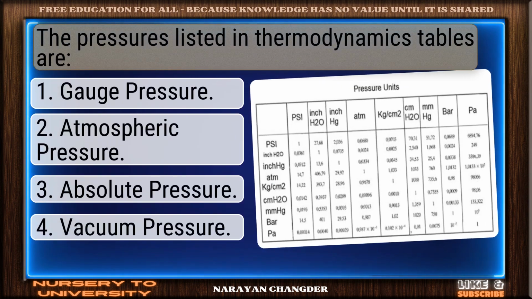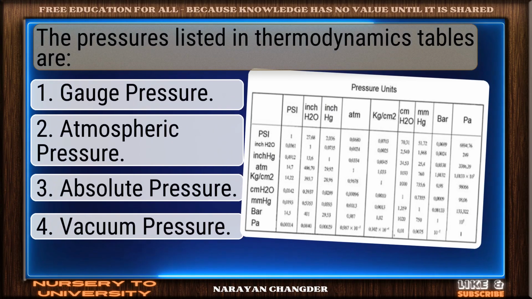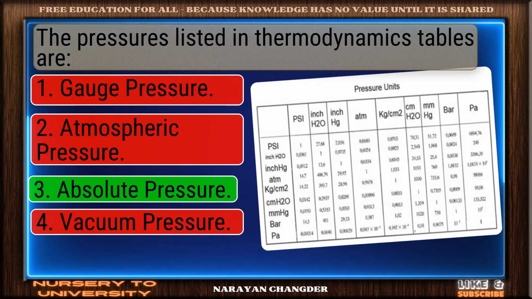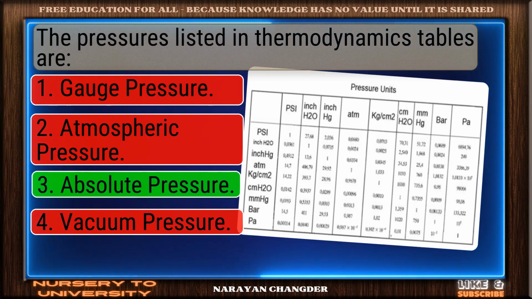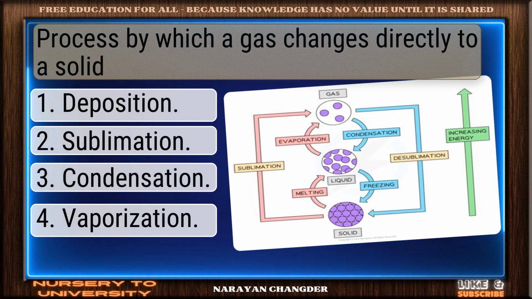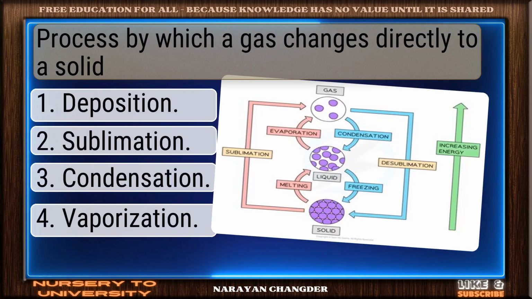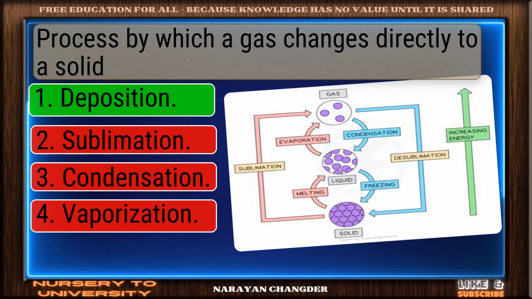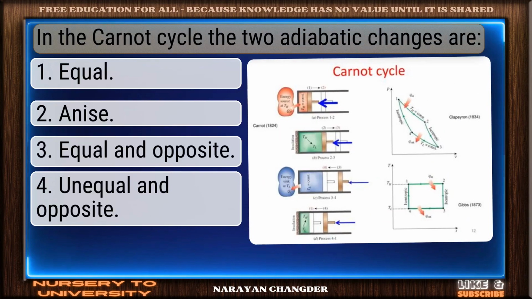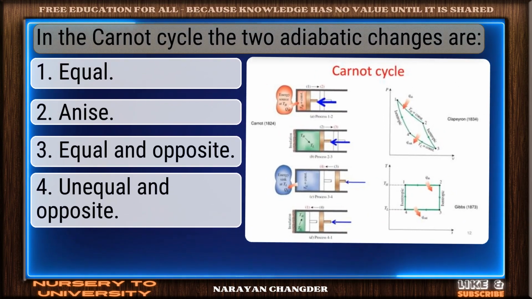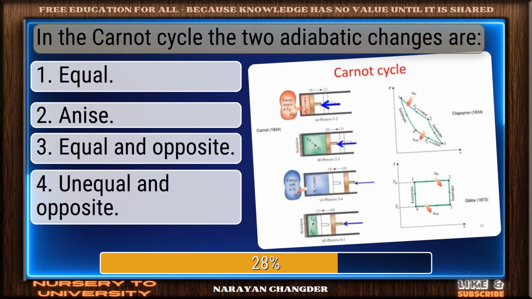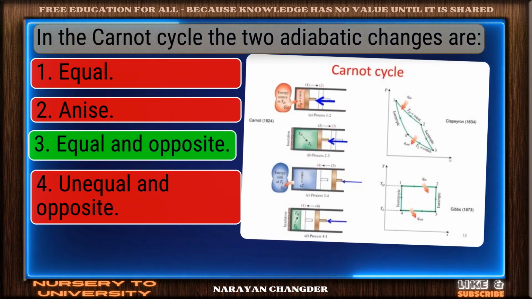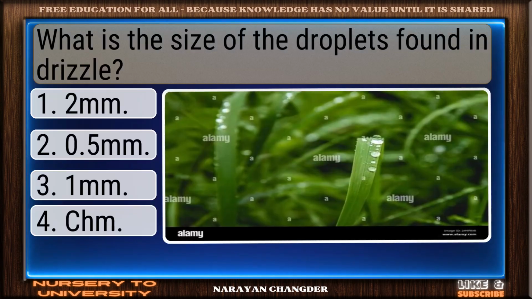The pressures listed in thermodynamics tables are. Well done. Absolute pressure is the right choice. Process by which a gas changes directly to a solid. Nicely done. Deposition is a solid answer. In the Carnot cycle, the two adiabatic changes are. Well reasoned. Equal and opposite is the correct choice.